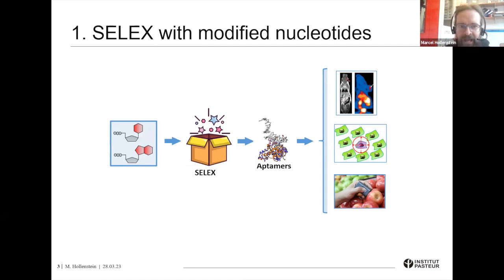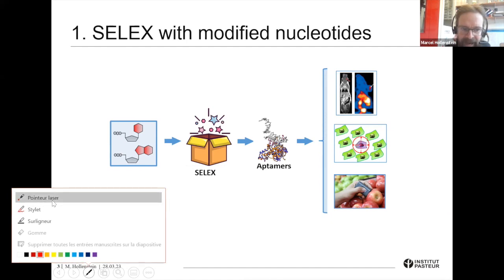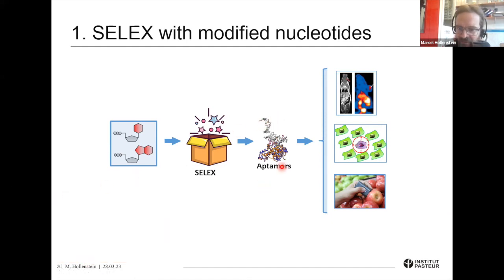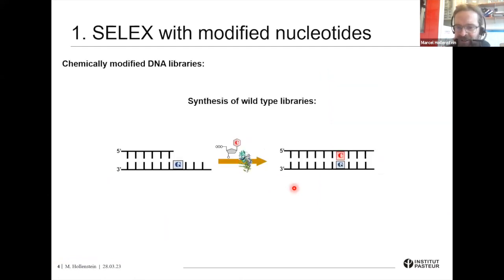So I think aptamers were introduced beautifully well by Nebosa and Larry and Ewan as well. So I don't have to dwell too much on this introduction part. So essentially what I try to do is to synthesize modified nucleotides, use them in SELEX, and then identify modified aptamers for various applications. So there's actually different possibilities to do so.